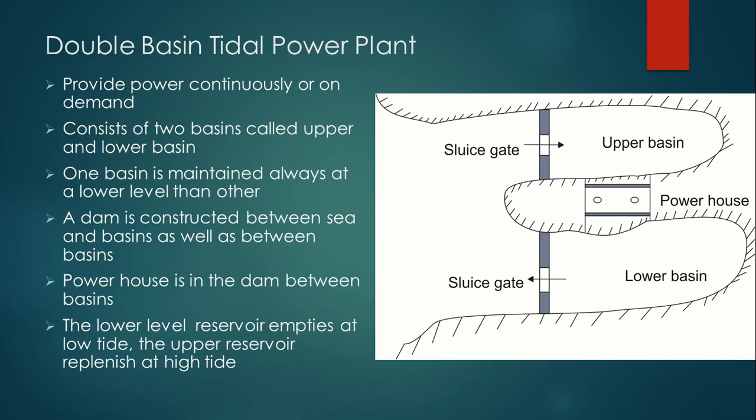So in this way the electricity is generated as and when required. As and when required means these are the two basins which are kept at a certain difference of height between them. So whenever there is a demand for electricity, the gate between upper basin and lower basin is opened and the electricity is generated. So in this way the power generation is continuous or on demand.